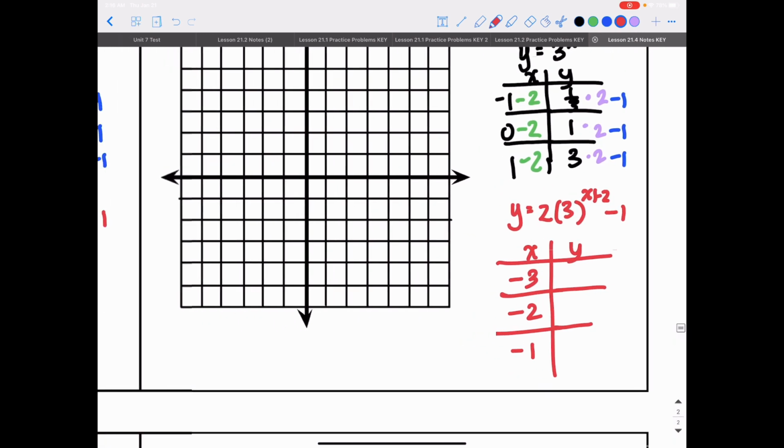Okay, so I should have -3 and 2/3 minus 1, which is -1/3. I have -2, wait, I'm sorry. 1 times 2 is 2, minus 1 is 1, and then 3 times 2 is 6, 6 minus 1 is 5. All right, and those are my points.